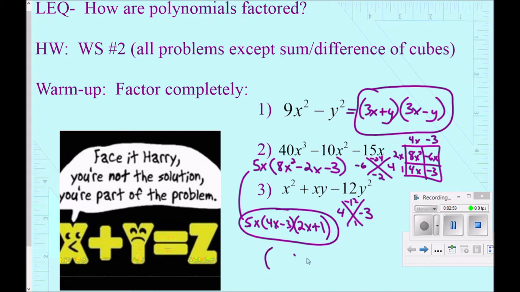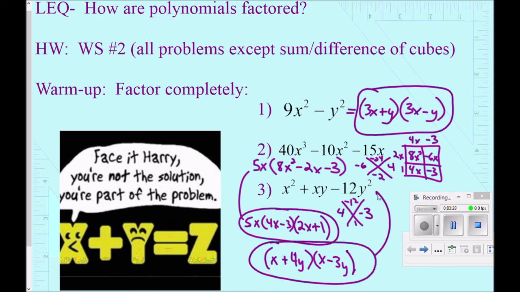So I'm going to make 2 sets of parentheses. I'm going to put x and x to get the x squared. I'm going to put plus 4 and minus 3. And then I'm looking here at the last term and I'm seeing the y squared, which means I need y along with the minus 3 and the plus 4. So x plus 4y times x minus 3y, those are the factors of number 3.